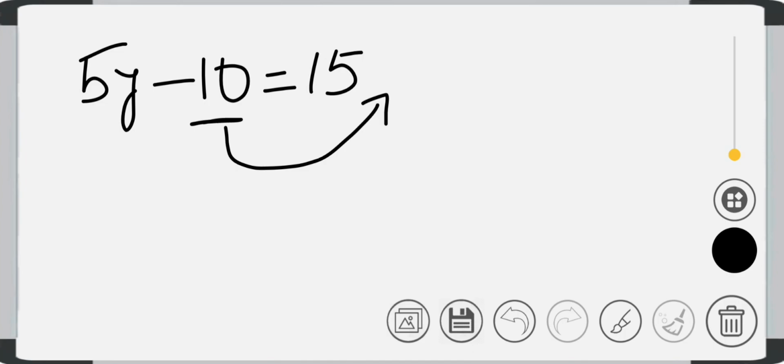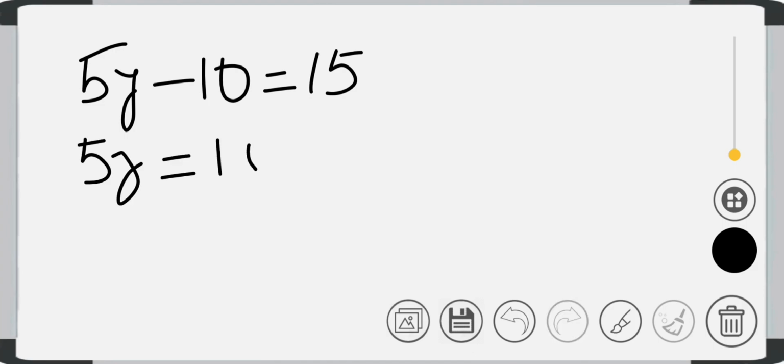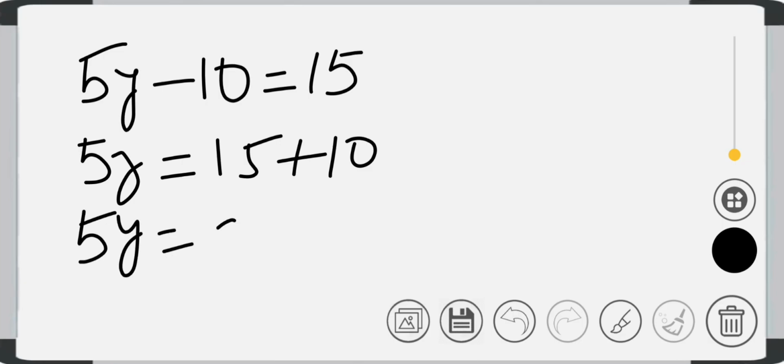When we transfer 10, the minus sign will change into positive because this whole thing is associated with 10. 10 has the sign negative and here it is positive, but we don't show positive when we write equations. We just show negative. So 5y has a positive sign and 10 has a negative sign. So we're going to write this as 5y is equal to 15 plus 10. Okay. Now 5y is equal to 25.